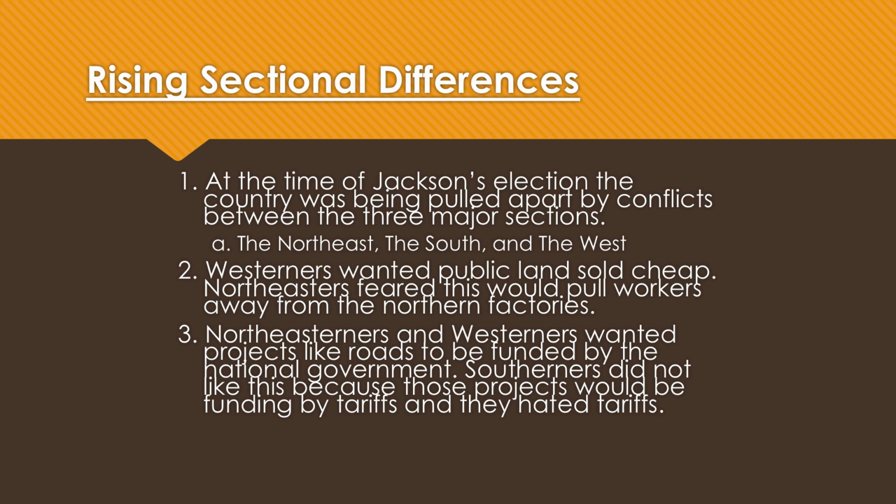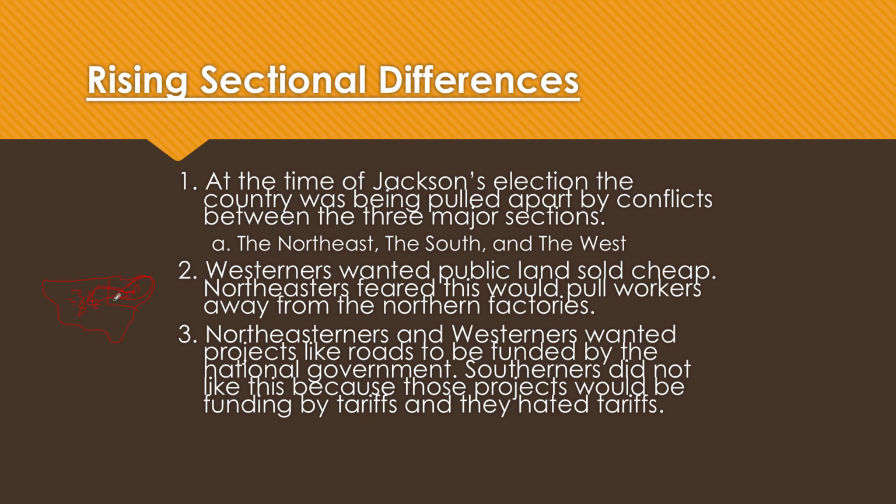But the key parts here, Westerners wanted public land sold for cheap because if there's a whole bunch of land out here that is cheap and then the factories are over here, the problem that the Northerners see is that all of the people that are working these jobs in the factories are going to go to the West, and that would leave the factories empty and no one would be working in them. The people in the South want there to be no new taxes, no new tariffs.